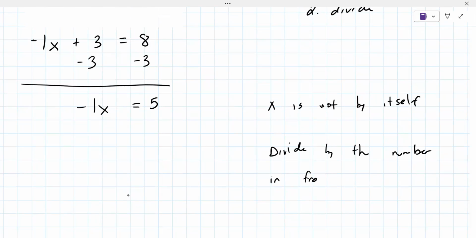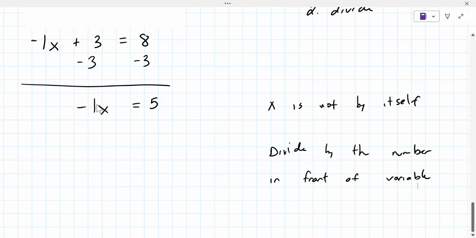What number is in front of the variable? In front means to the left. What number is to the left of the variable? It's negative 1, okay? That's right. So what number do you divide by?